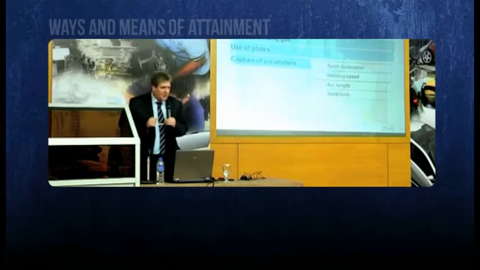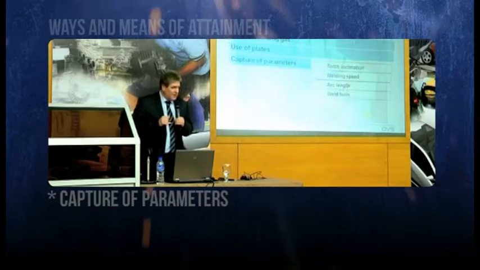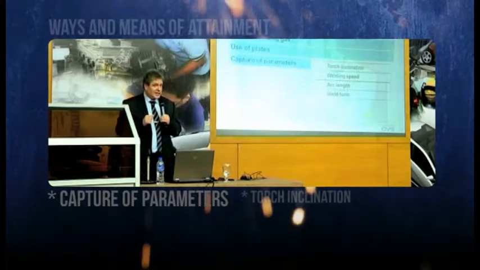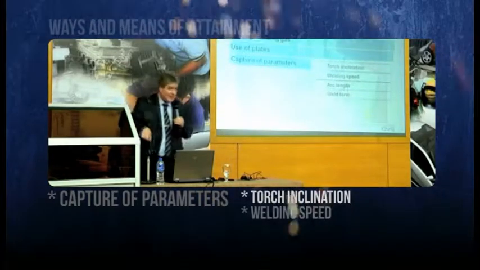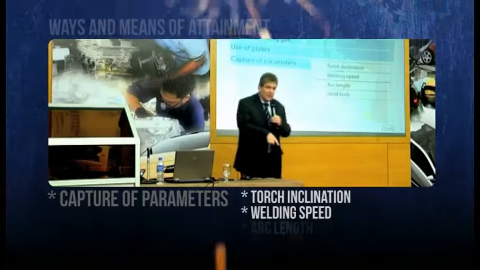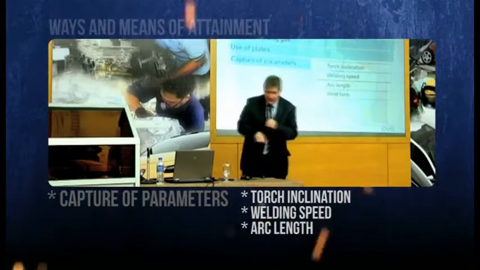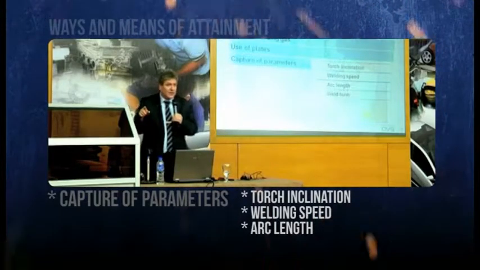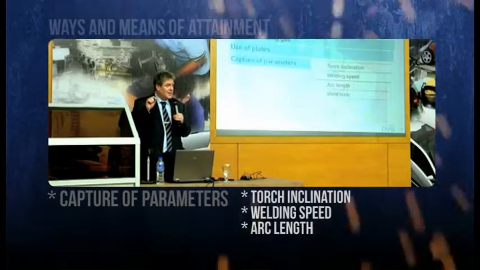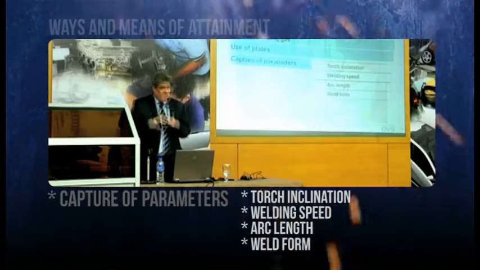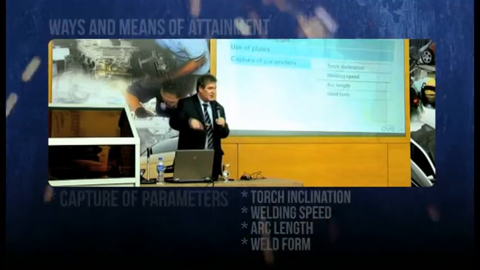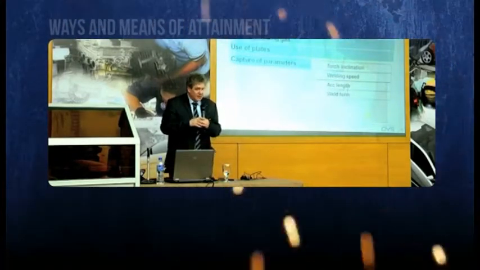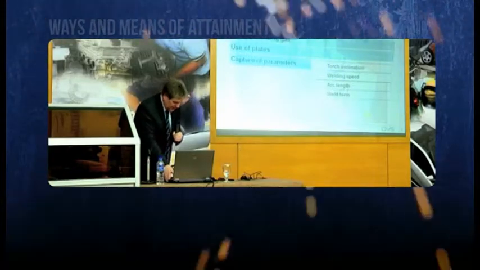And we need a capture of parameters. Which parameters do we want to capture? Torch inclination, torch angle, the welding speed, because it's very important, as we told you. The arc length, also very important for a good quality of the weld, and the weld form, the way I go with the torch, with the arc. So these 4 parameters we want to capture.